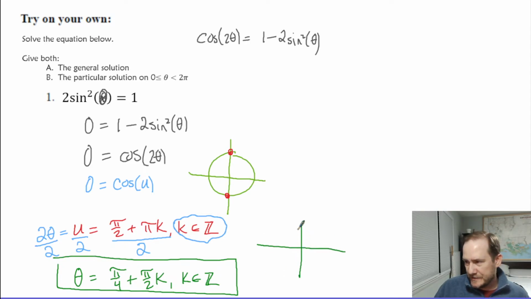If it's not obvious, then plot those points. And pi over 4 would be the first one.